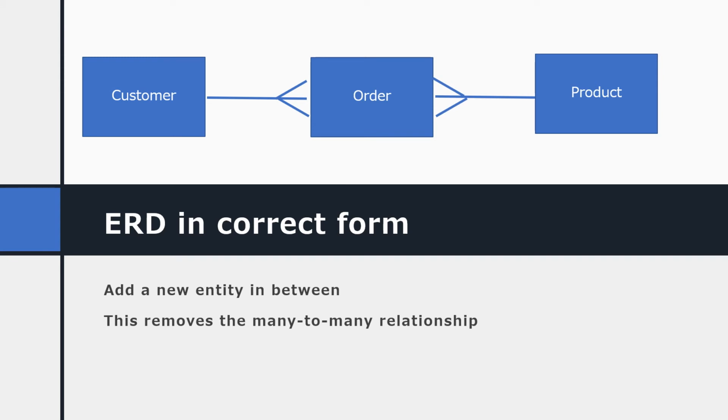What we do is we add a new entity. If we haven't got one already, we invent it, and that entity sits in between the 2 other entities and removes the many-to-many relationship. Sometimes it takes a little bit of thought to work out what that entity should be, but very often it's an order. So one customer will make many orders and one product will be included in many orders, but each order will link one customer to one product.